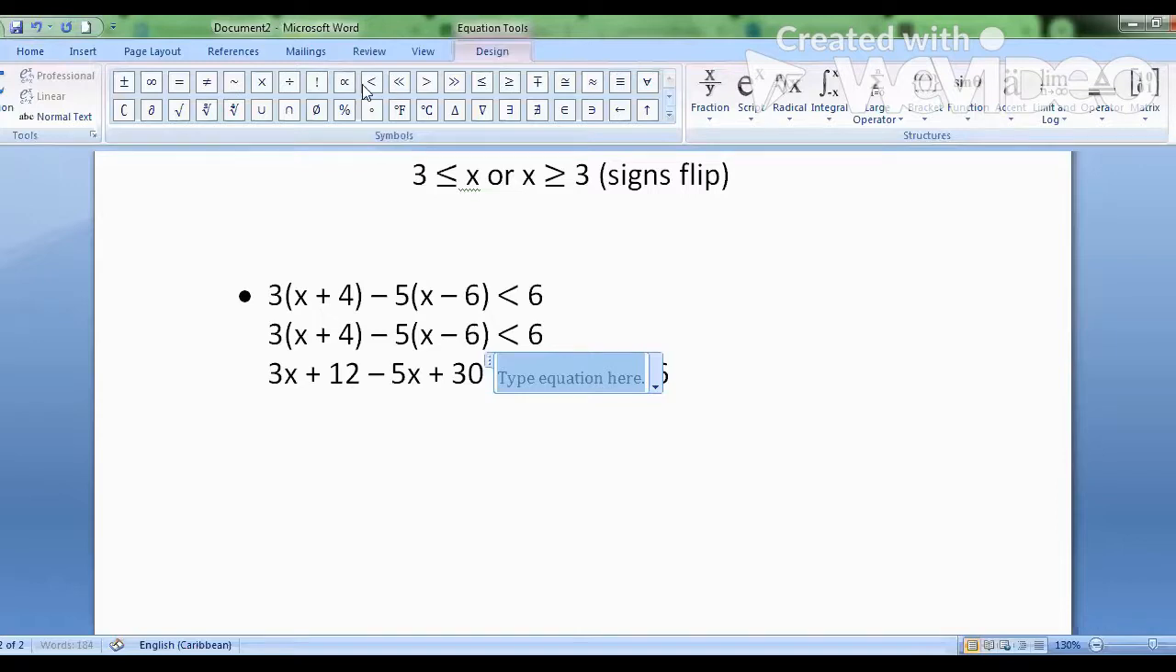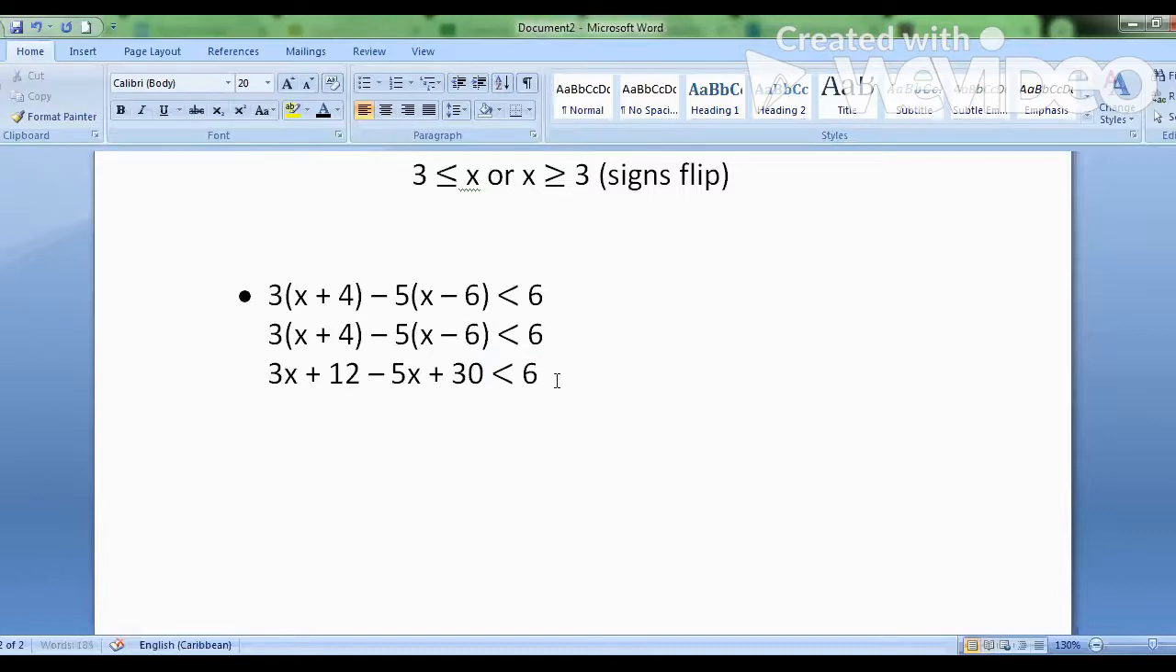So we don't know less than, different from, greater than. Is it a less than sign? Looks like an L, doesn't it? So it's called a less than. That's one way you could interpret it. Okay, so then group like terms: 3x minus 5x is negative 2x, plus 12 plus 30 is less than 6.